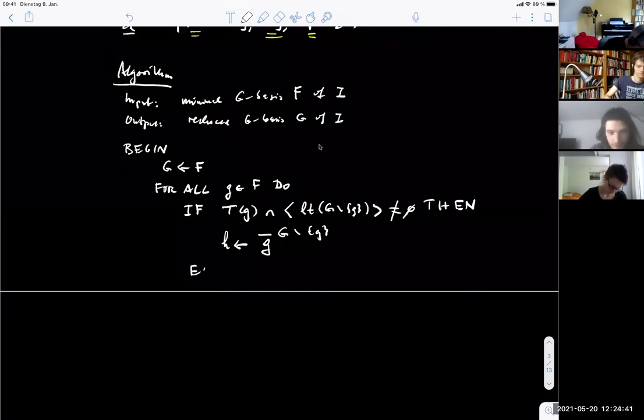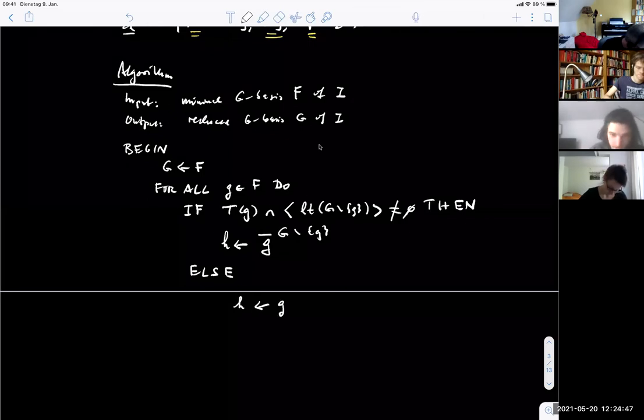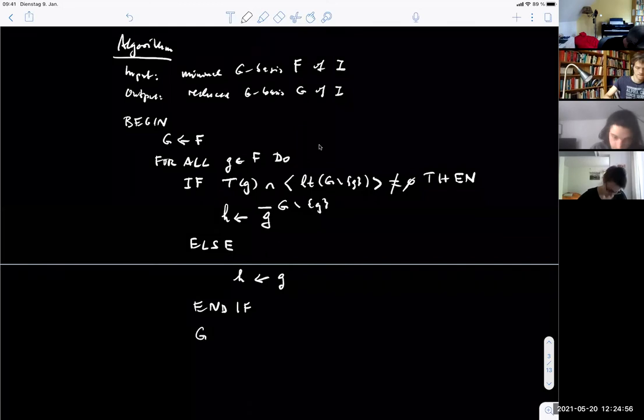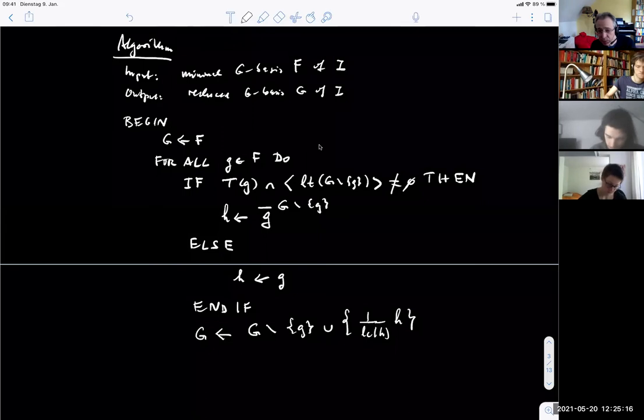Else, I say H is just g. And this then end if. And then I update my set G. So what I do is I remove small g and replace it by the H. A little pedantic thing, I have to normalize. So I take H, but divide it by the leading coefficient of H. So the leading coefficient will be 1. Okay, and that's it. So end of for. Oh, sorry.